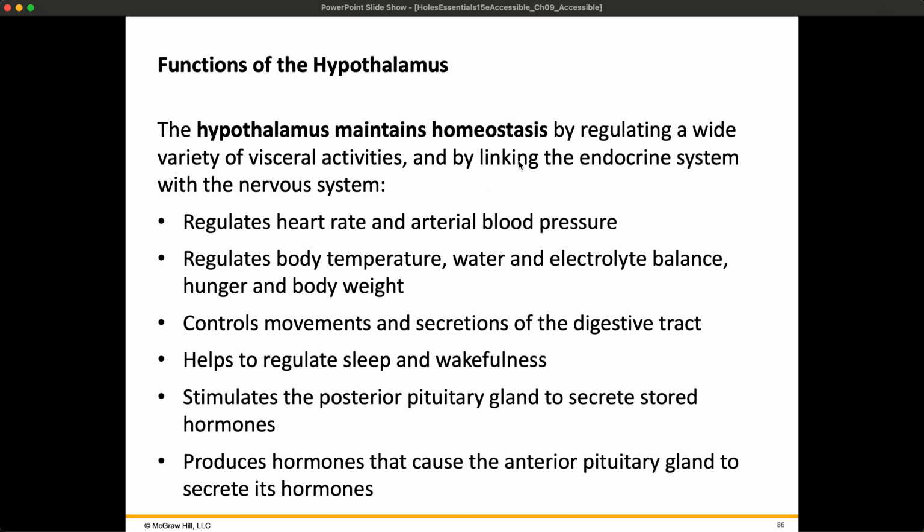The hypothalamus maintains homeostasis by linking the endocrine system with the nervous system. When we get into the endocrine system, we'll learn more about the hypothalamus because it is kind of the governor of the endocrine system. You can read through its functions here, but a lot of times it secretes hormones that then have effects on other structures. It's not that the hypothalamus releases hormones directly into the bloodstream. A lot of times they impact other structures, which then take over, particularly your pituitary gland. Your hypothalamus regulates a lot of the actions of your pituitary gland.